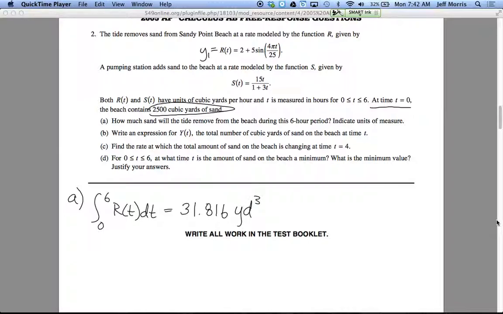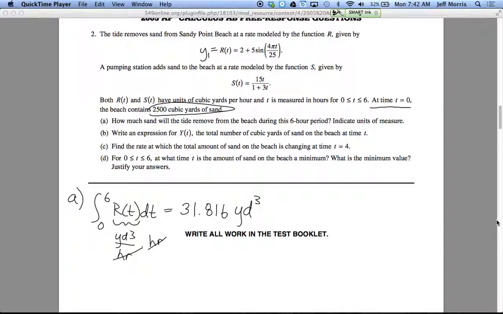And here's why. R of t is measured in what, guys? Cubic yards per what? Hour. What's dt measured in? Hours. The hours cancel and you're left with cubic yards. Okay? So 31.816 cubic yards. And that removed sand from the beach. Okay? It removed sand from the beach.